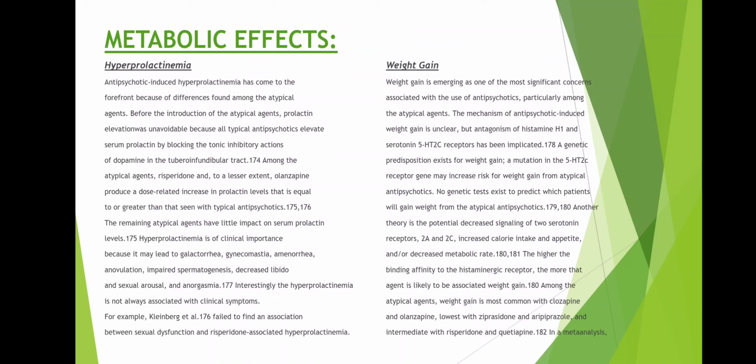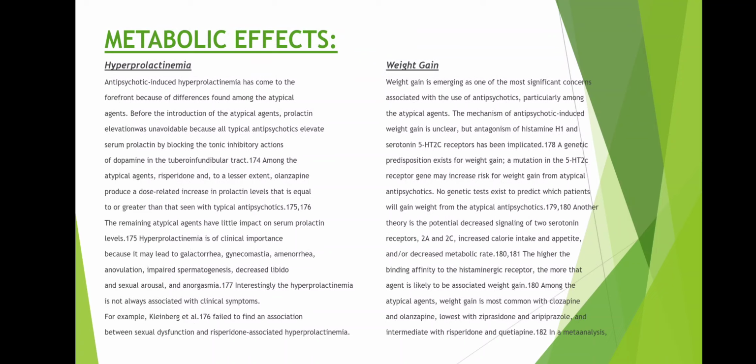Now, the second metabolic effect is weight gain. Weight gain is emerging as one of the most significant concerns associated with the use of antipsychotics, particularly among the atypical agents. The mechanism of antipsychotic-induced weight gain is unclear, but antagonism of histamine H1 and serotonin 5-HT2C receptors has been implicated. A genetic predisposition exists for weight gain. A mutation in the 5-HT2C receptor gene may increase risk for weight gain from atypical antipsychotics. No genetic test exists to predict which patients will gain weight from the atypical antipsychotics.